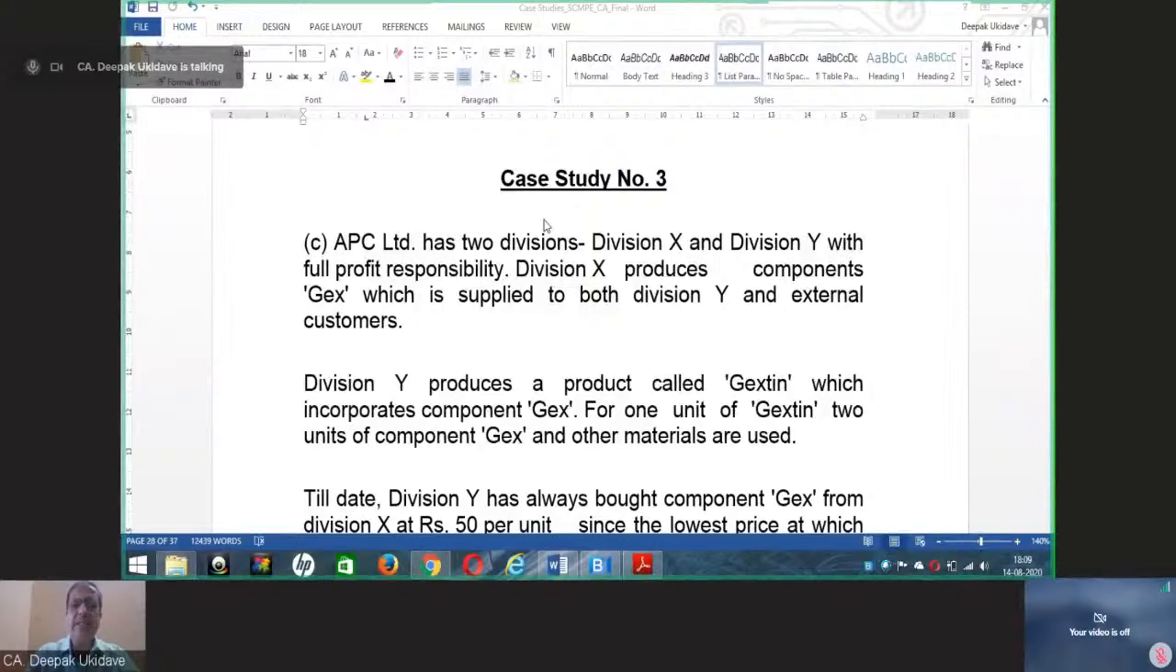So you can understand a typical scenario where the hands are full, there is no excess capacity. In fact, capacity is falling short. So what division X will have to do is first cater to the internal customer, by supplying 2,40,000 units. And the balance 2,60,000 units will have to be supplied in the market, to cater to the external demand.